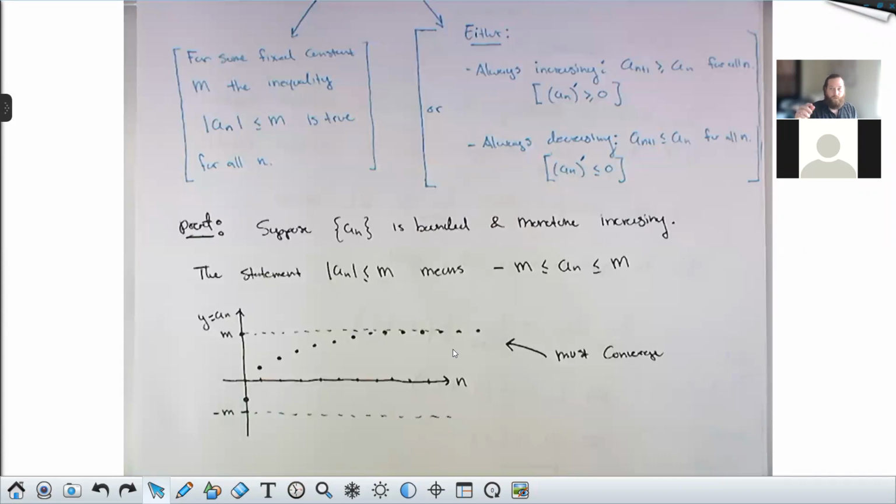And if the sequence were decreasing, the same thing would happen, but with the floor. The terms would all pile up on the floor. Can't poke down through the floor, but can't turn around and go back up. So if you have a bounded monotone sequence, that sequence is automatically convergent.